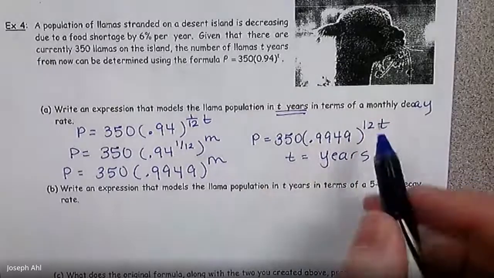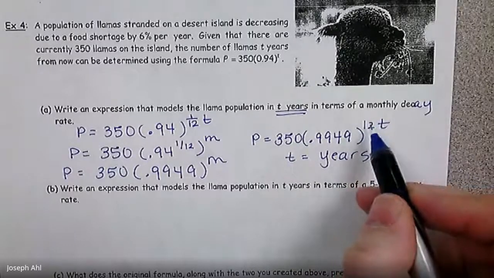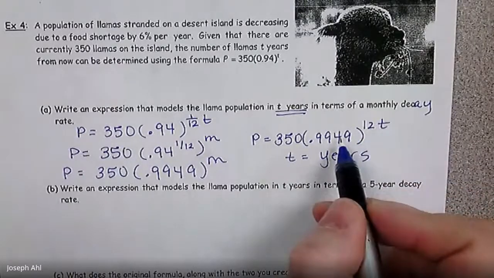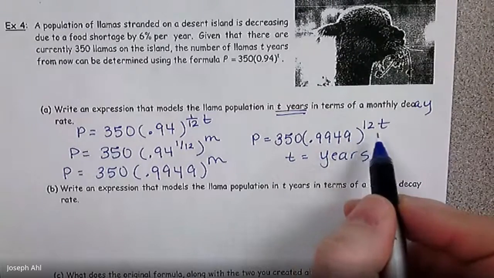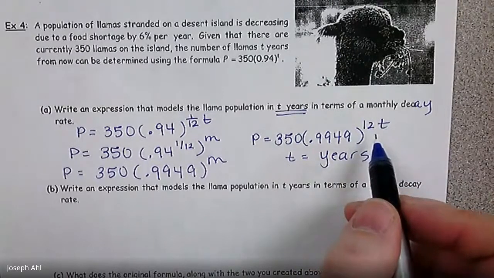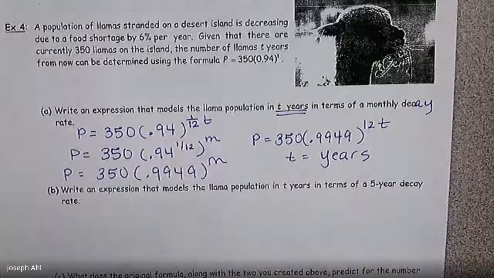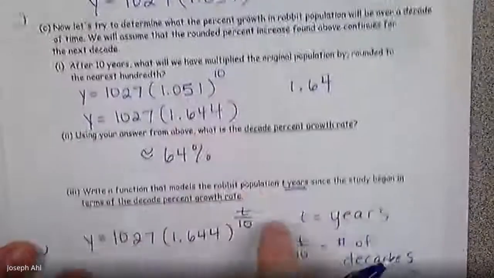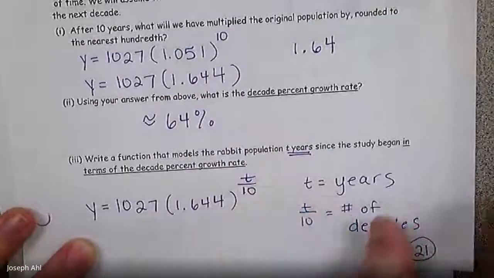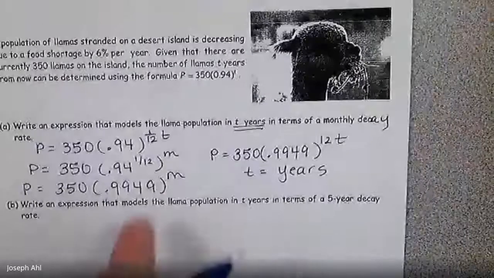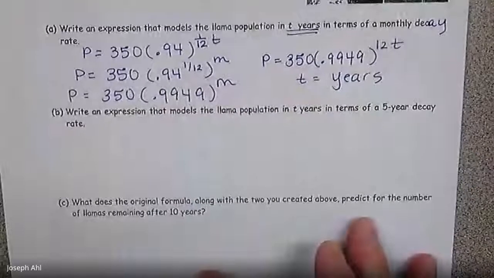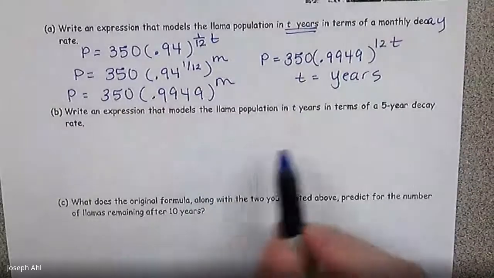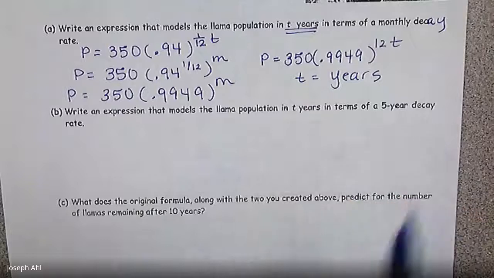So the hardest thing for students to remember is, what do I put on the outside? Is it a whole number? Is it a fraction? Well, if you raise the inside to a fractional power, the outside's a whole number. If you raise the inside to a whole number, the outside is a fraction. And compare that to the last example with our rabbits, right? I raise the inside to a whole number, 10, so the outside is 1/10 T to keep things balanced. Here, if I raise the inside to the 1/12 to shrink it down to a monthly rate, then the outside now becomes 12T.